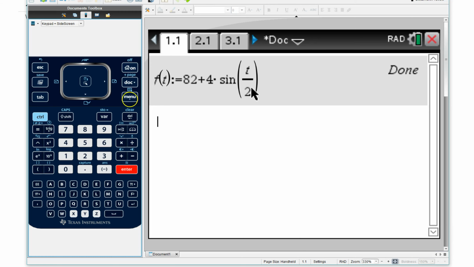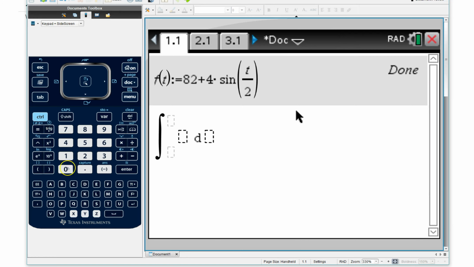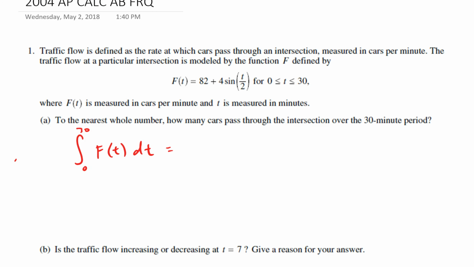And then all I need to do is menu, calculus, numerical integral from 0 to 30 of f of t and dt, and it's going to give me 2474.08. So that's going to be 2474, and then we need units. That's going to be cars.